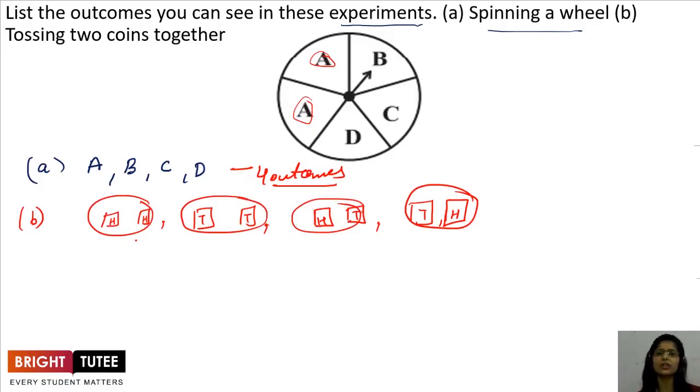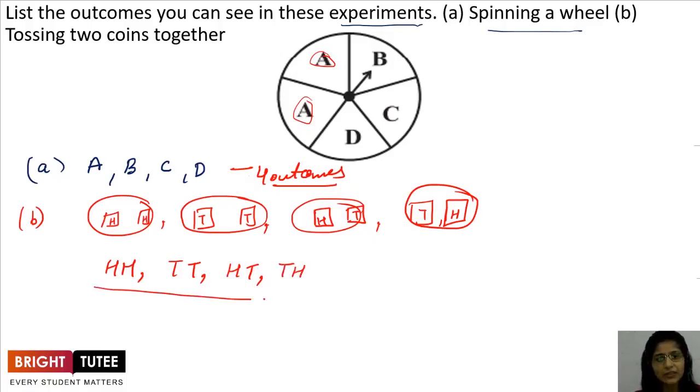Right? So when we toss a coin, head we write as capital H. That means both the coins are showing head. Then T, both the coins are showing tail. Then we have head, tail: one is showing head, another is showing tail. But in this also we have 2 things. First one shows head, or second one shows head. So tail, head. So these are the 4 possible outcomes.